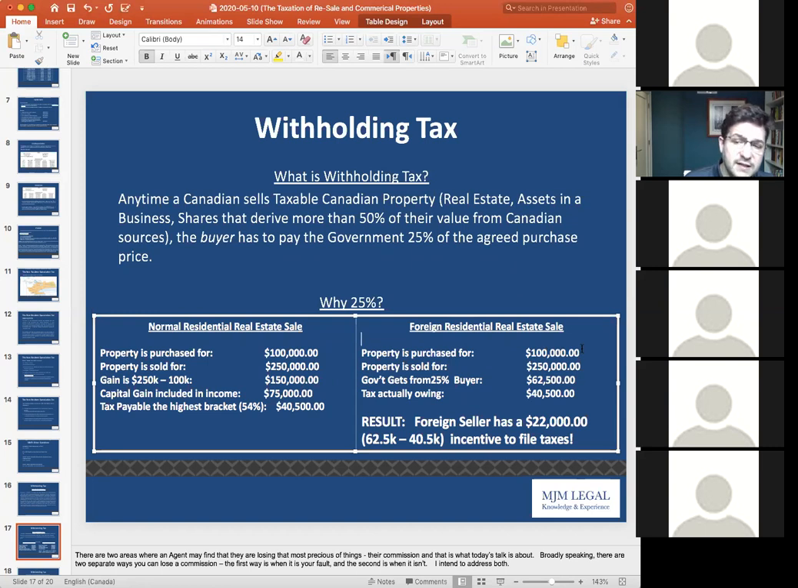Let's take a foreign real estate sale. Exact same documents. So what happens with this $40,500? It's owed to the government. But the guy's in Dubai. The money is wired over to his bank account. He's never going to step foot in Canada again. The Canadian government doesn't have a tax treaty with Dubai. And they say, hey, give me your money.